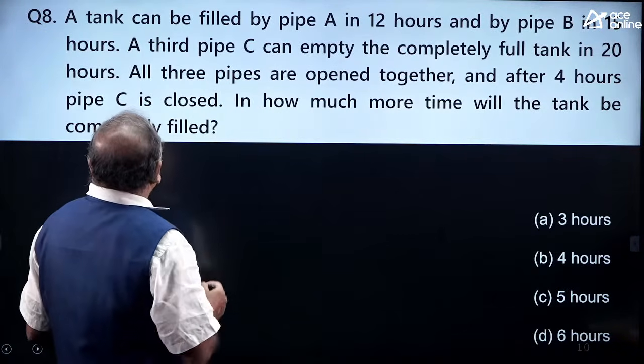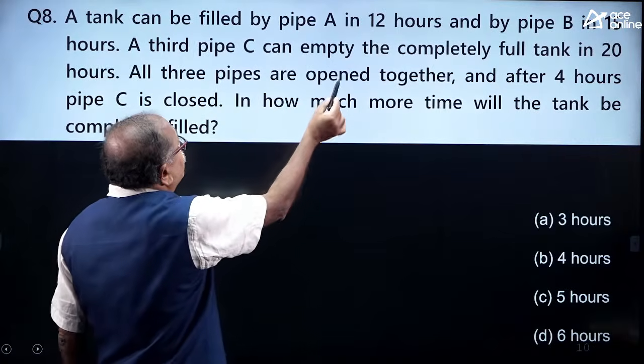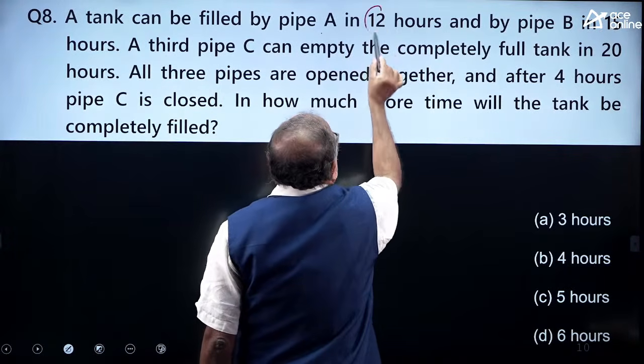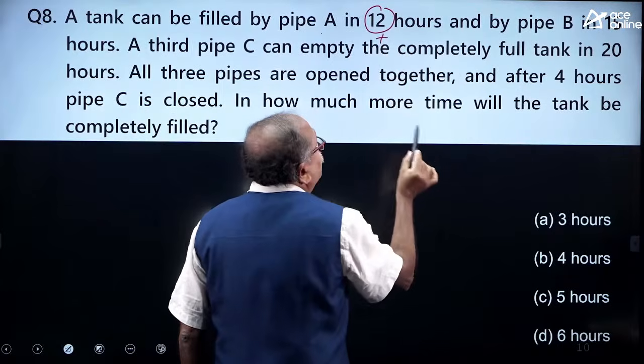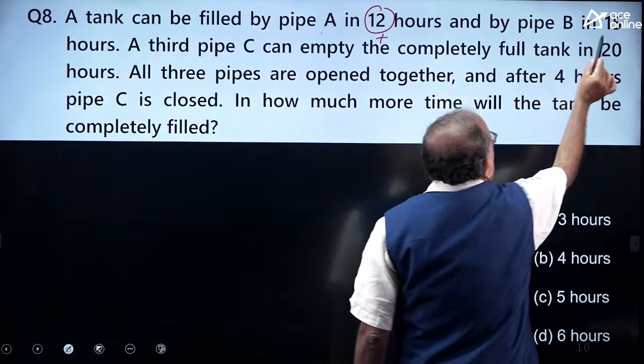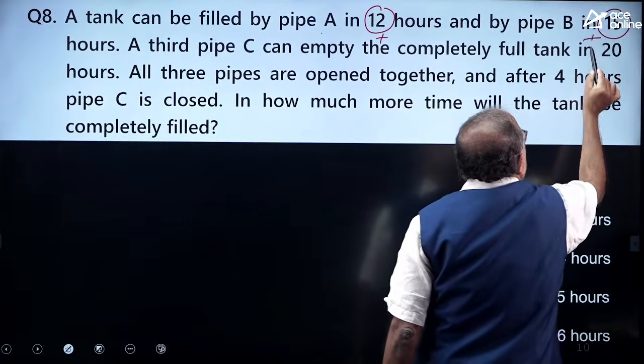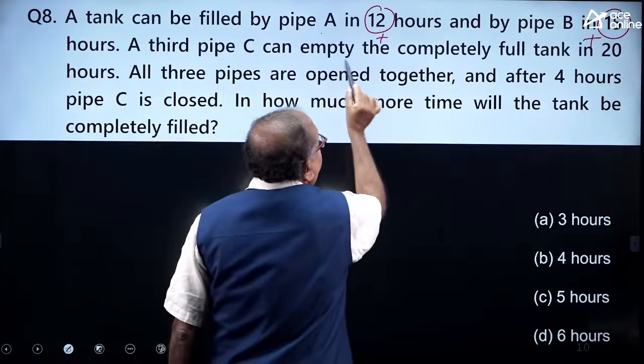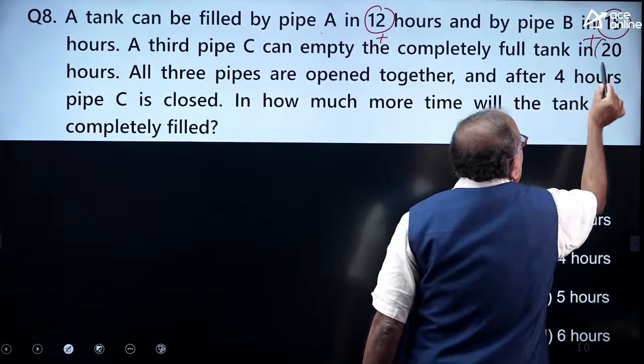So coming over here, a tank can be filled by pipe A in 12 hours. So this is filling 1, and by B in 15 hours, this is filling 1, and the third pipe C can empty the full tank in 20 hours.